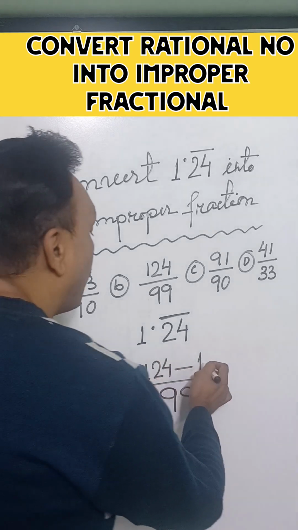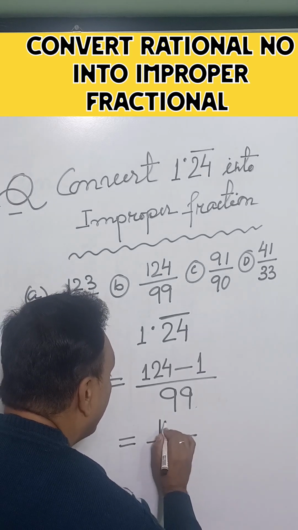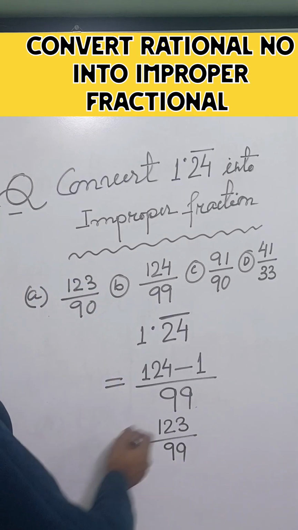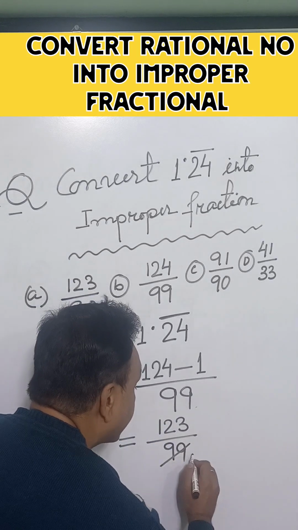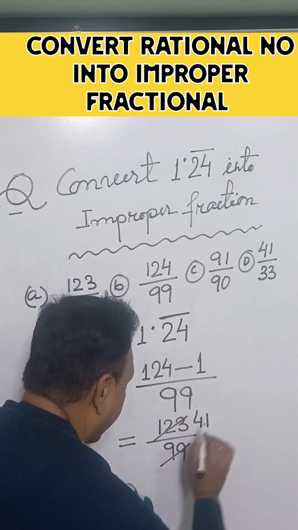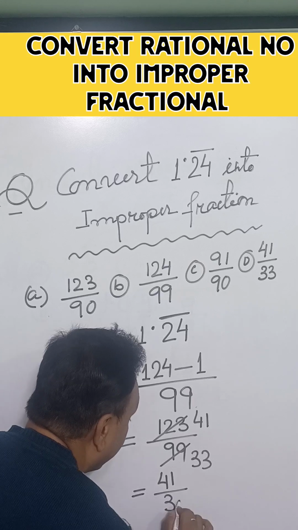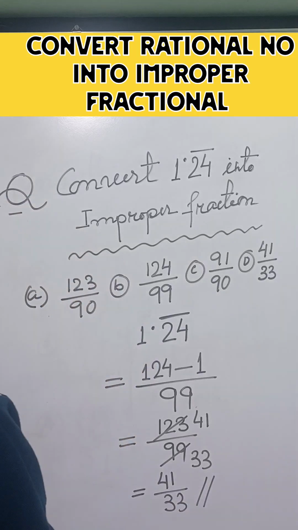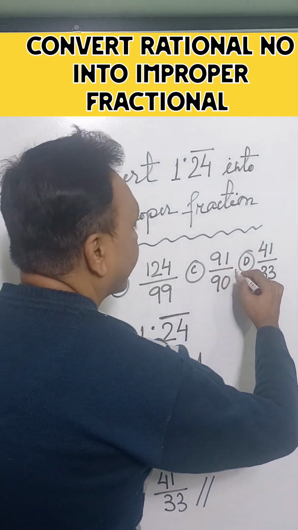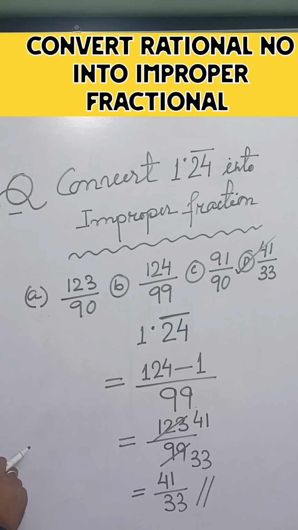Now 124 minus 1, you will get 123, right? Divided by 99. If we cancel it by 3, that is 41 by 33. So the answer is 41 by 33. This is the answer. Now check from the options. 41 by 33, this is the correct answer.